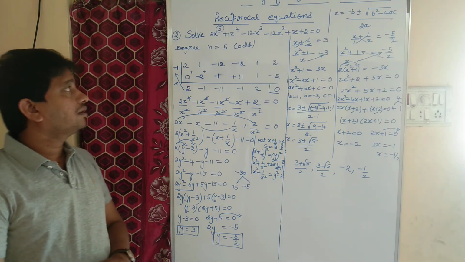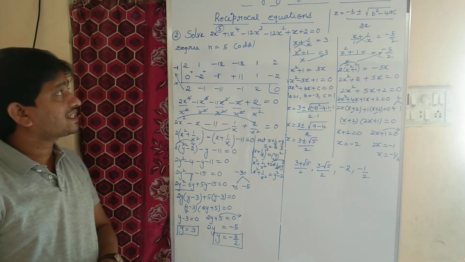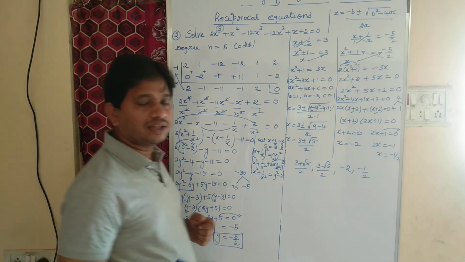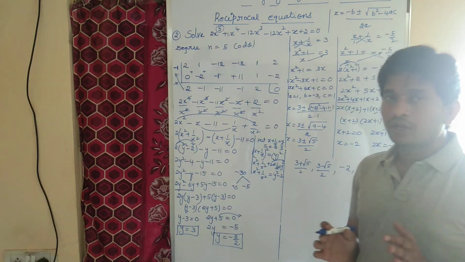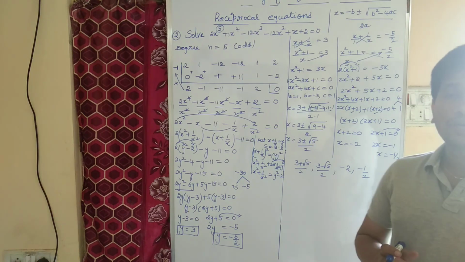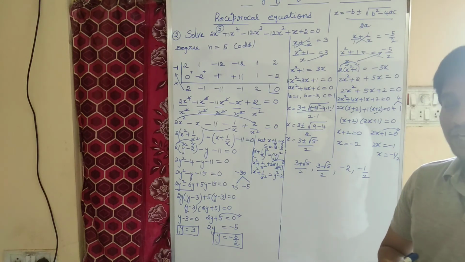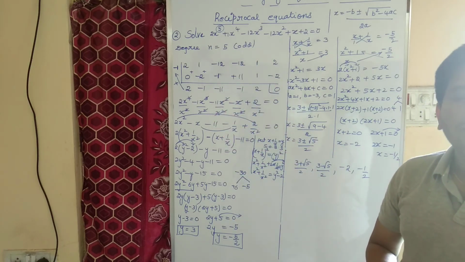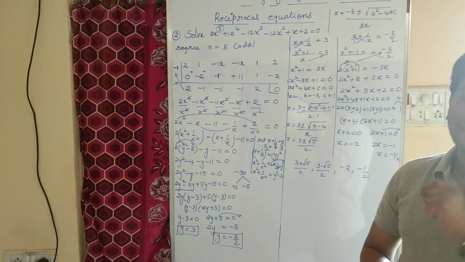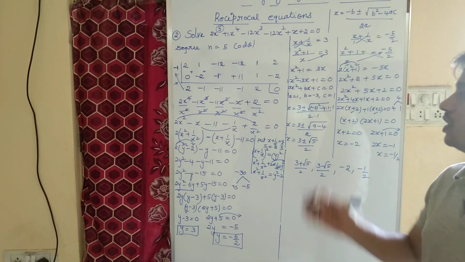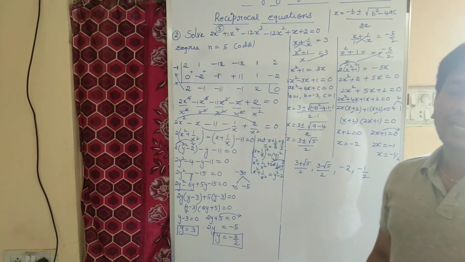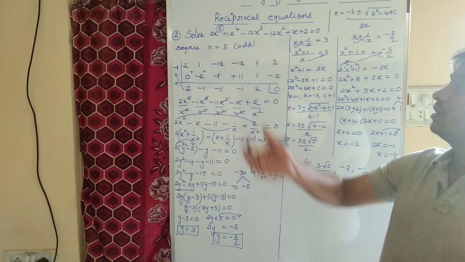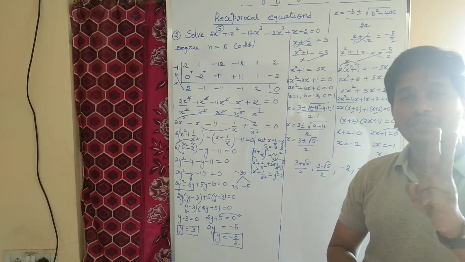Now the next question: 2x to the power of 5 plus x power 4 minus 12x cube minus 12x square plus x plus 2 equal to 0. So the main thing is, coming to question number 1 and question number 2, there the power is 4, which is even degree. Here the power is 5, which is odd degree. For degree 5, we need to do synthetic division. One time we have to do synthetic division, so that it comes into the form of even degree. Then the procedure is the same. If suppose degree is equal to 6, we have to do synthetic division 2 times.